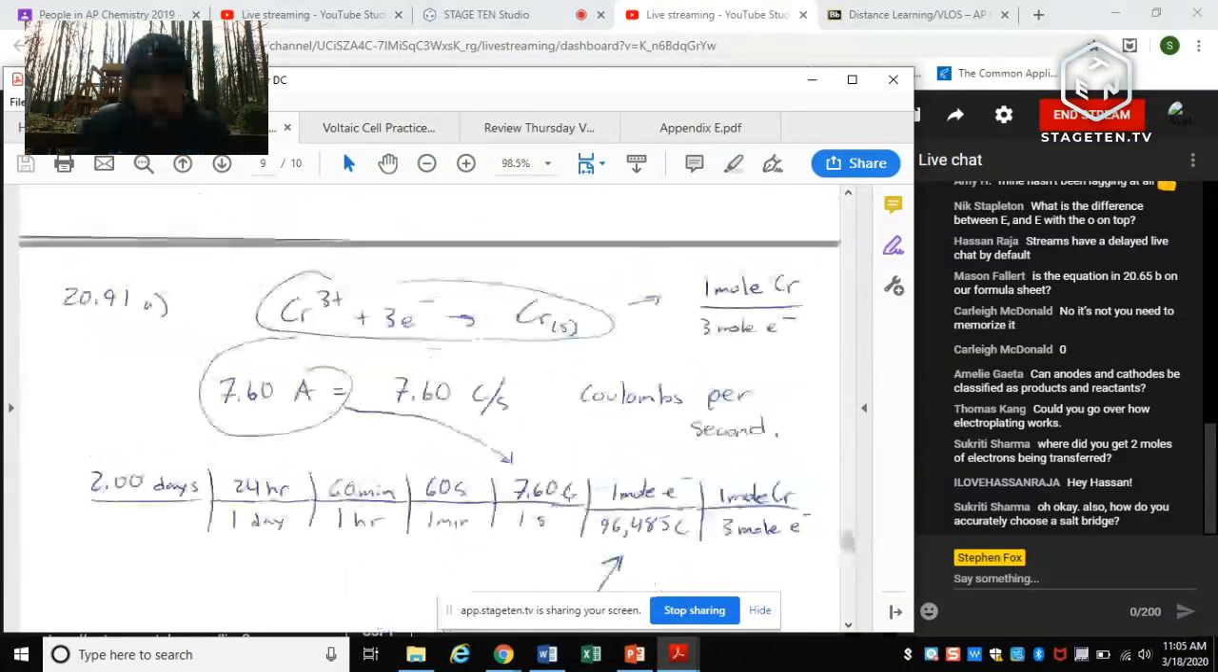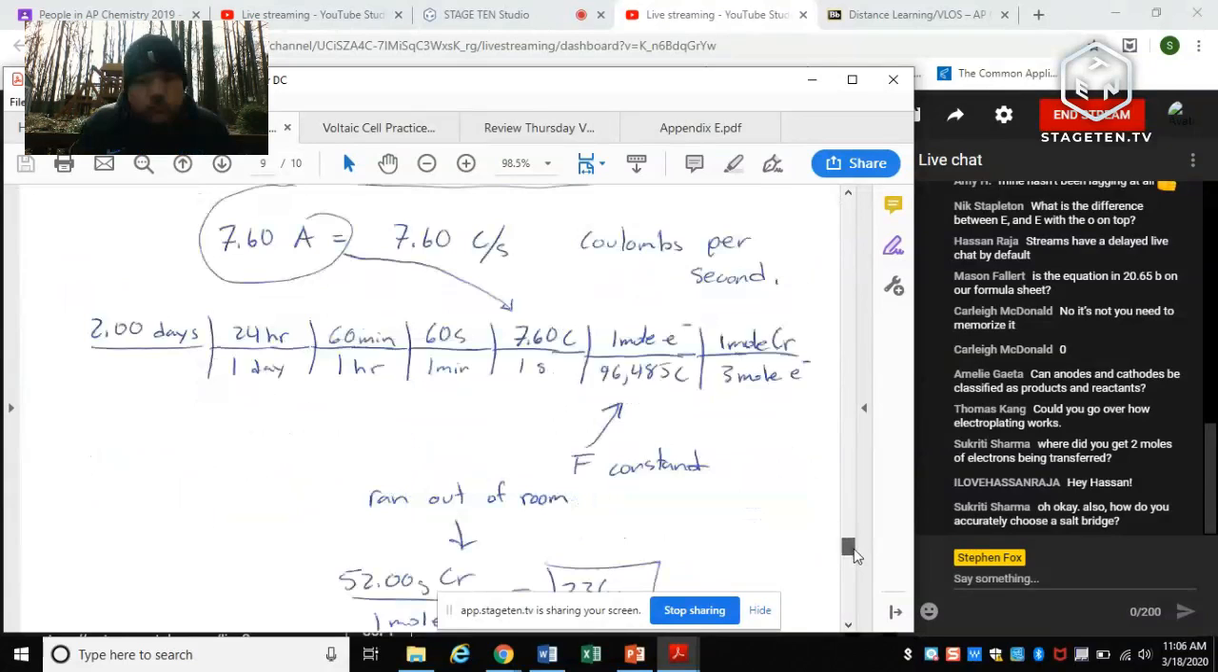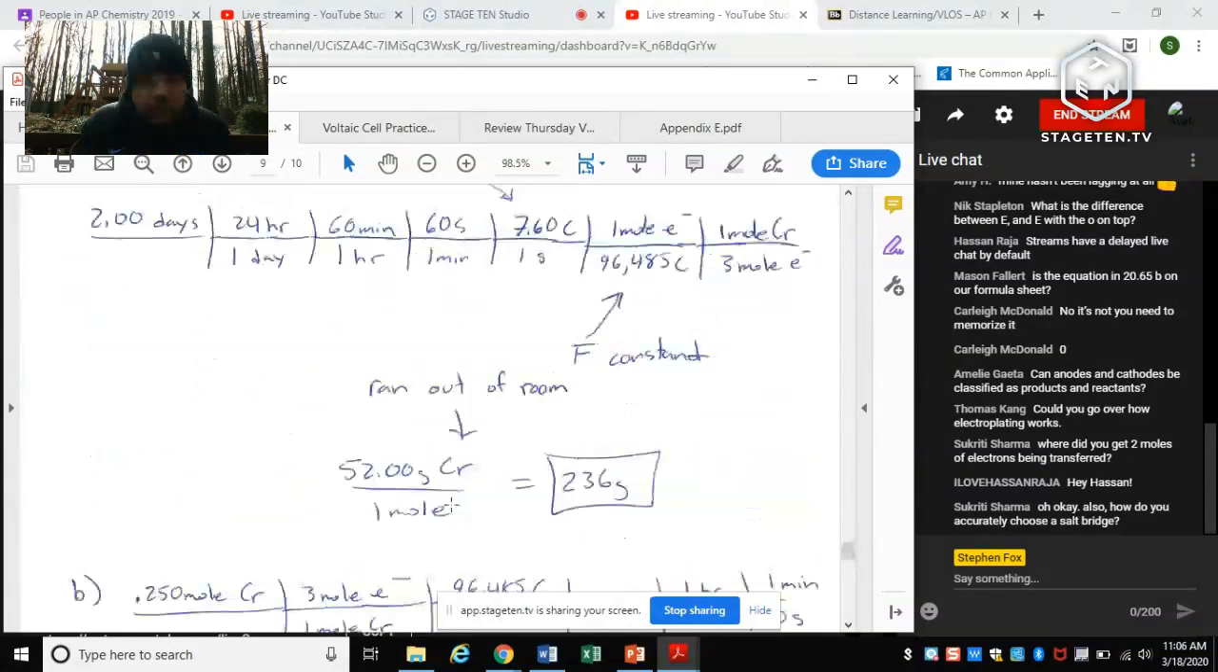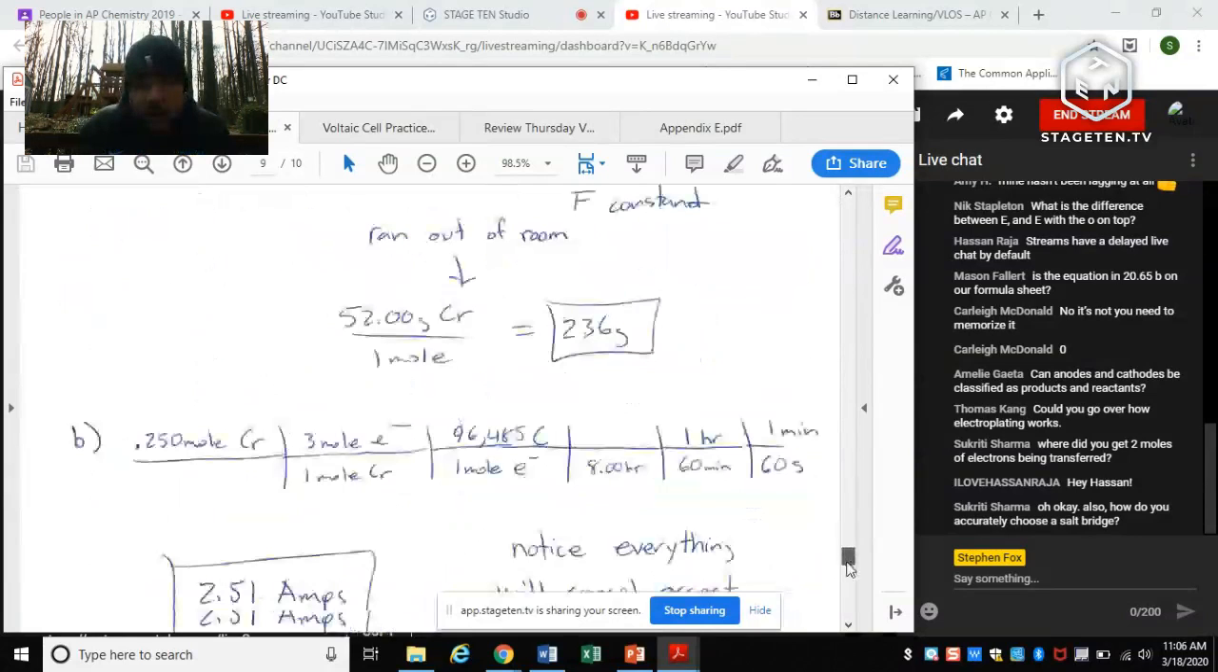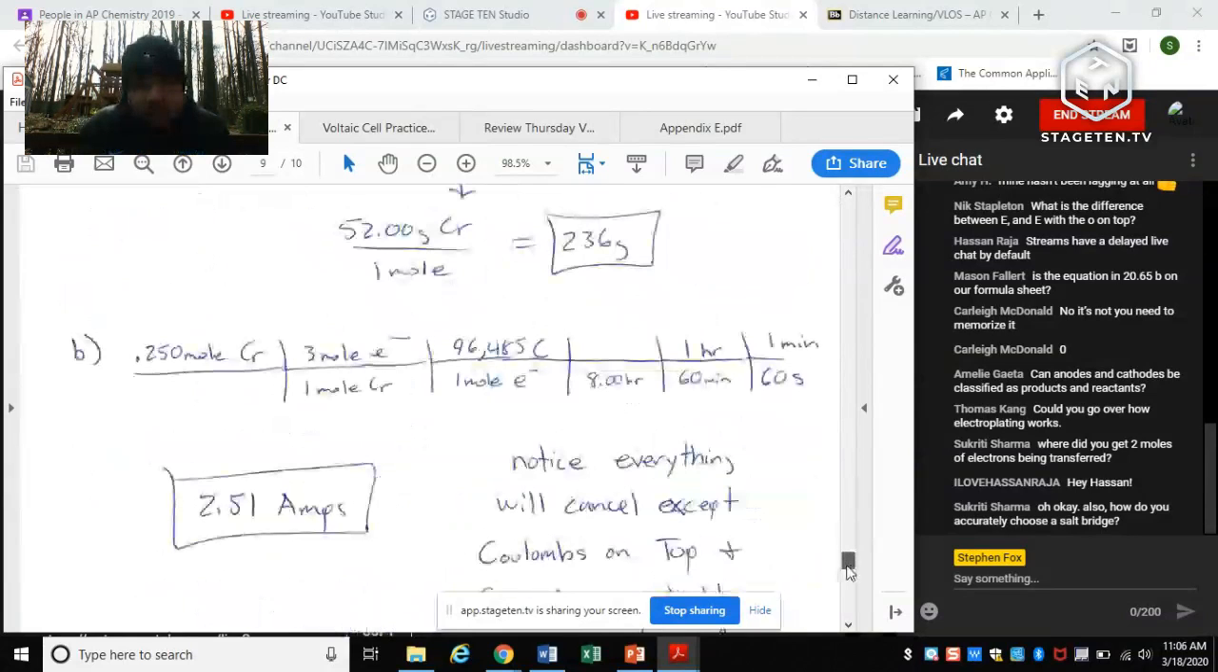So if I take my total coulombs and I divide it by Faraday's constant, that's going to cancel out coulombs and give me moles of electrons. And then once I have moles of electrons, here it's just normal stoichiometry. 1 mole of chromium for every 3 moles of electrons. And so moles of electrons will cancel out. You'll be left with moles of chromium, okay? And once you have moles of chromium, we multiply by the molar mass of chromium to get the total mass, okay? Does that make sense? All right, and then this would be the setup for the other one, okay?